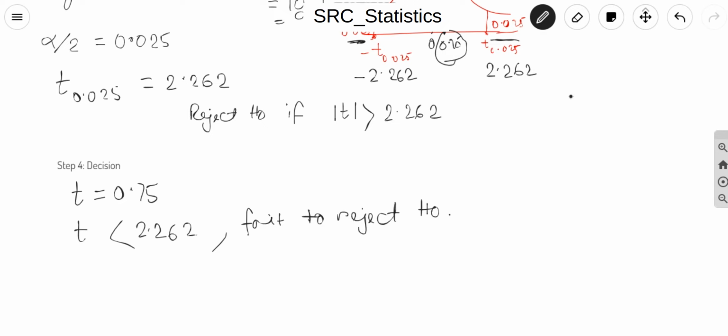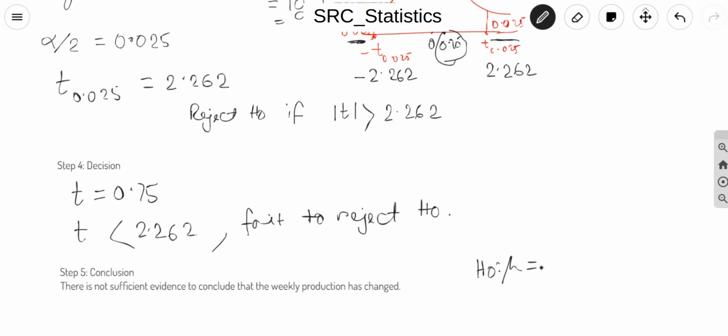And then we go to the final step, that is conclusion. So step 5 is conclusion. There is not sufficient evidence to conclude that weekly production has changed. Since we could not reject the null hypothesis mu equal to 20, we cannot say that the weekly production has changed. So the final conclusion is written like this: there is not sufficient evidence to conclude that weekly production has changed.